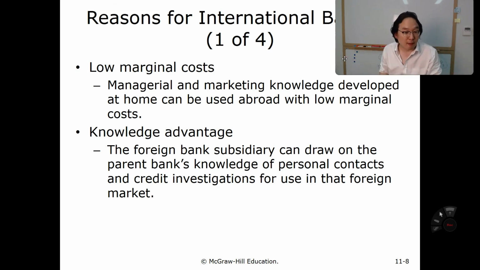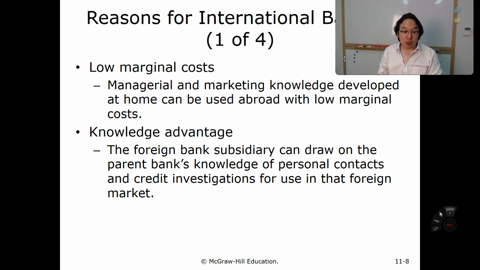Why? First of all, low marginal cost. Managerial and marketing knowledge developed at home can be used abroad with low marginal cost, especially if your destination country, the foreign country, has a similar culture to your domestic country. The cultural region differs. So that's one reason you may seek it.